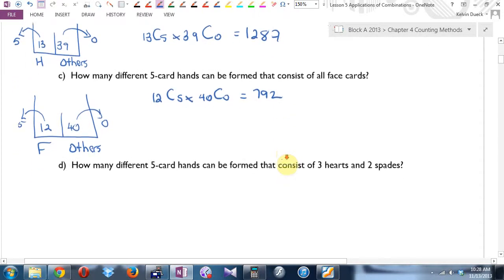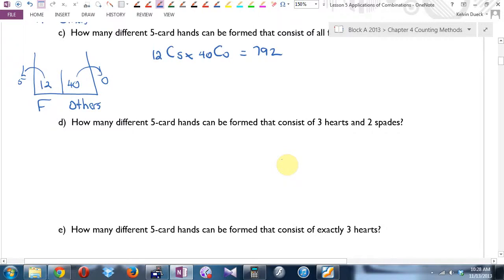Okay. How many different 5-card hands can be formed that consist of 3 hearts and 2 spades? Now I'm going to have a bucket with 3 groups. No, Mr. Dueck, just 2 groups, hearts and spades. No, hearts, spades, and others. My bucket's going to look like this. Hearts, spades, and others. Can I abbreviate others with OTH? How many hearts are there in the deck? How many spades are there in the deck? Do the arithmetic, preferably without a calculator. How many others are there in the deck? Half the deck, 26, right?